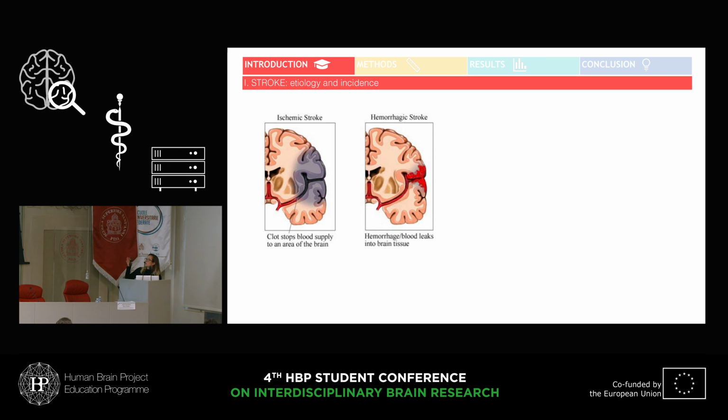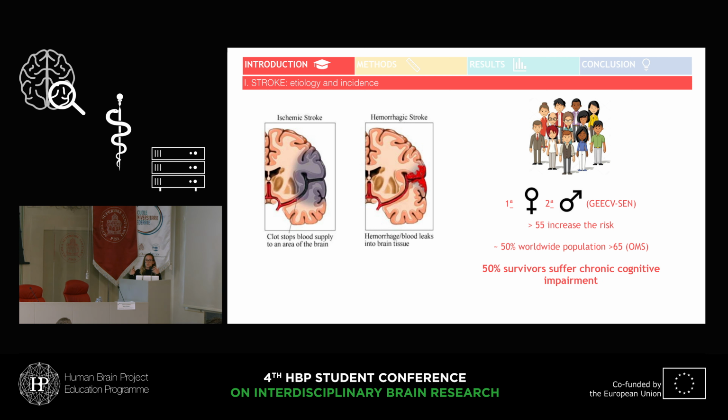Here we have the ischemic and hemorrhagic stroke. It's important to take both of them into account, but the most prevalent is the ischemic one. It's almost around 80% of strokes in the world. Why it's important to study stroke is because it's the first cause of death in men and the second in women in the world. Also, the risk increases over 55 years old.